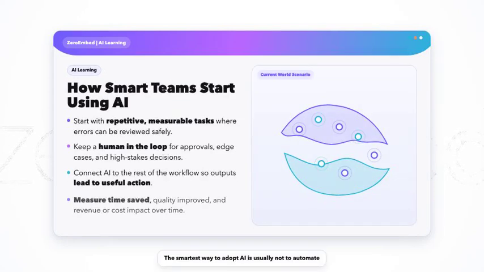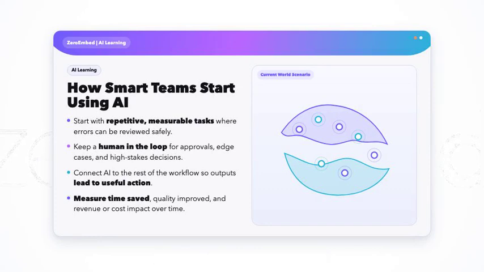The smartest way to adopt AI is usually not to automate everything at once. Start with processes that are repetitive, high volume, and easy to measure. For example, summarizing support tickets, extracting information from forms, drafting follow-up emails, classifying leads, or generating first-pass content. Then add human review where mistakes would be costly. Over time, you connect the model to tools, databases, and workflows so the output leads to action instead of just producing text on a screen.